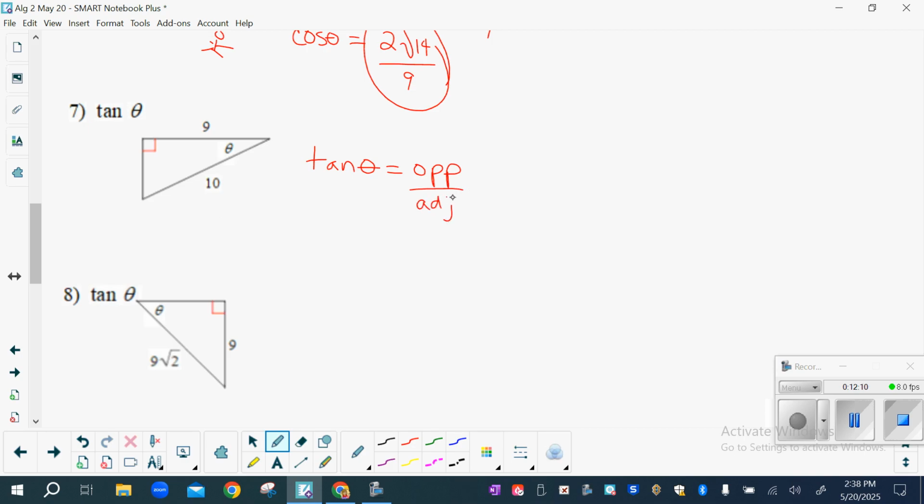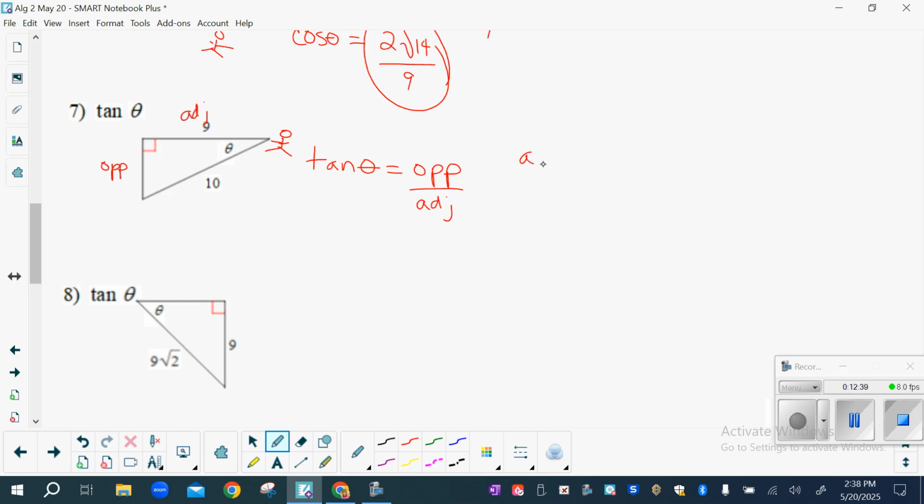So here's theta. Cohen, your group, what is opposite from theta? Is that side given? No, it's not. What about the adjacent side? It's the 9. So we're going to need the opposite side. So any idea what we might do then to find that opposite side? Good. We're going to use Pythagorean theorem.